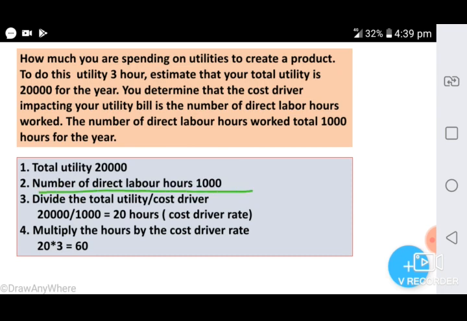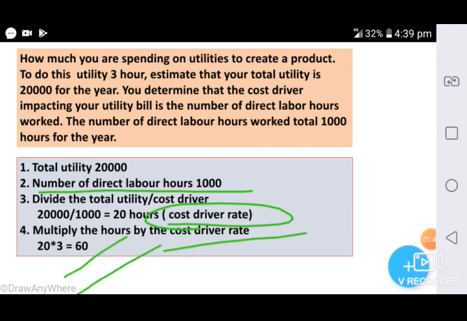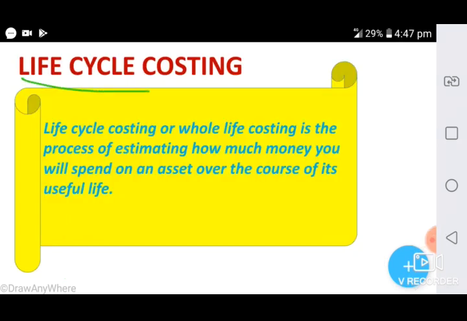Then third stage, divide the total utility by the cost driver. That is 20,000 divided by 1,000, 20 per hour. This is the cost driver rate. Then finally compute how many hours the activity used. For this particular product, you used the utility for 3 hours. So multiply the hours by the cost driver rate. That is 20 into 3, 60.